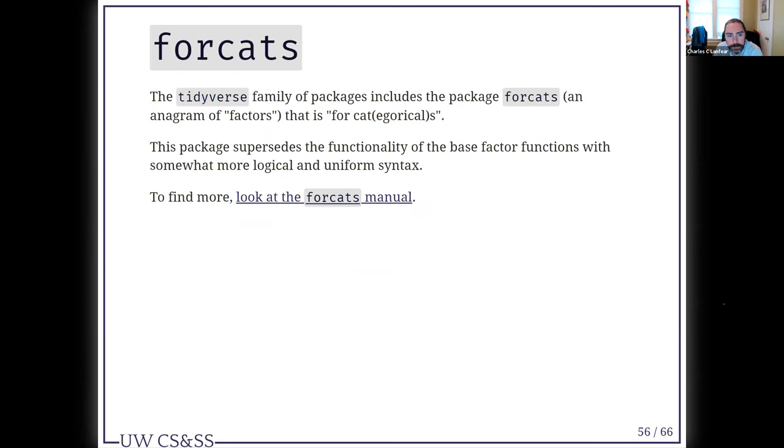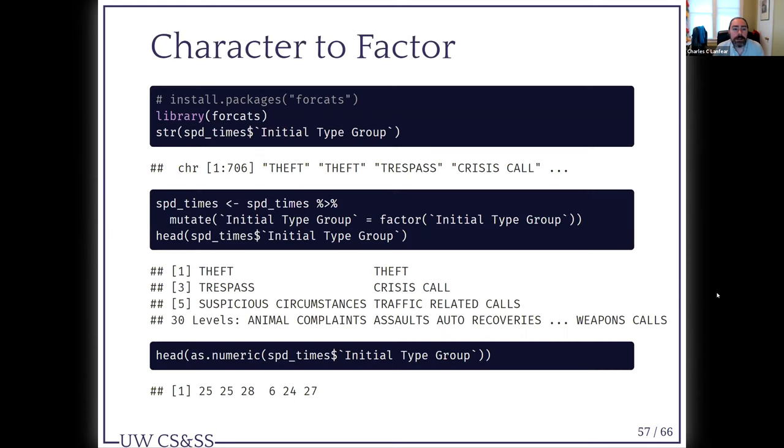So the forcats package is a tidyverse package for working with categorical data. It's for categoricals. This forcats package does a lot of the same stuff as the base R factor functions, but also adds some additional ones and has better syntax overall. If you want to know a lot about forcats, it's got a manual and vignettes you can look at. I'm only going to cover a few things today. I just wanted to direct you to this package for working with factors. Okay, so load up the forcats library.